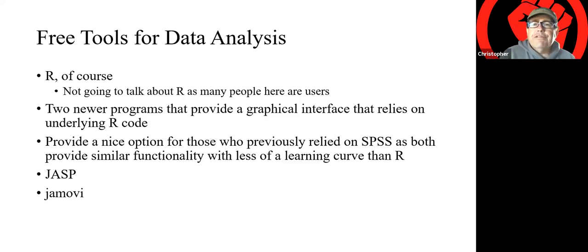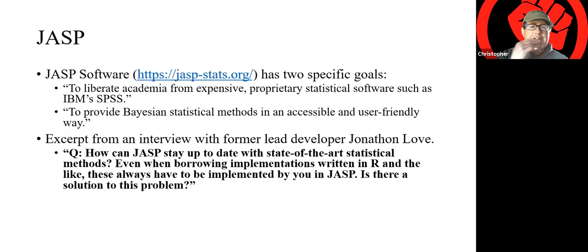There's also a couple of newer free programs that both provide graphical interfaces built on R code, but give you more of a point-and-click environment. I think they're a nice option for those of you who've maybe previously relied on SPSS or other point-and-click programs. They provide similar functionality, but they're not going to have the same learning curve as R. So if you need to do something quickly and you don't have that R background, these two programs are good options, and they've got a lot of nice stuff in them. Those programs are JASP and Jamovi, and I'll talk about them briefly and then show you a little bit of a demo of each.